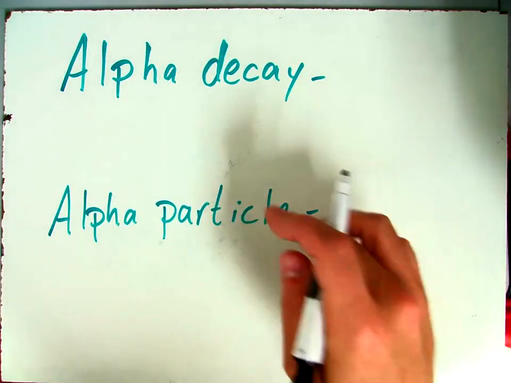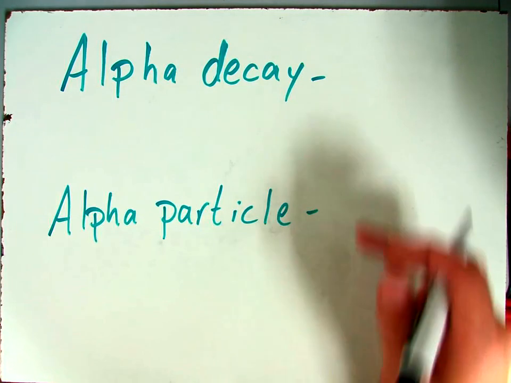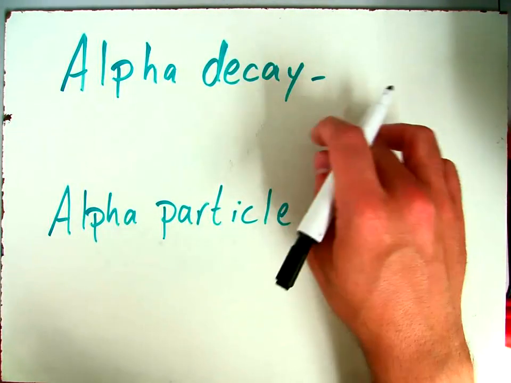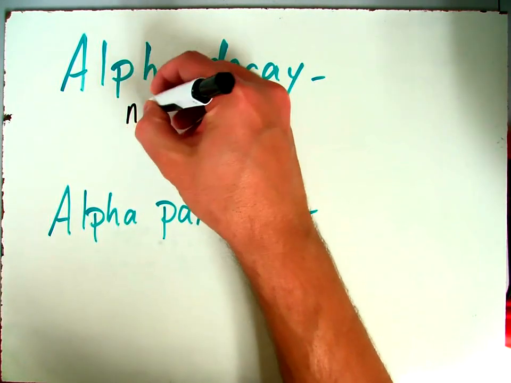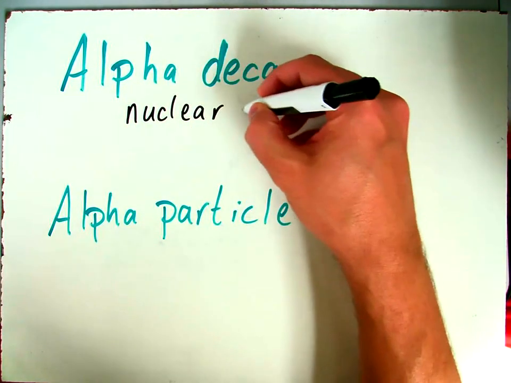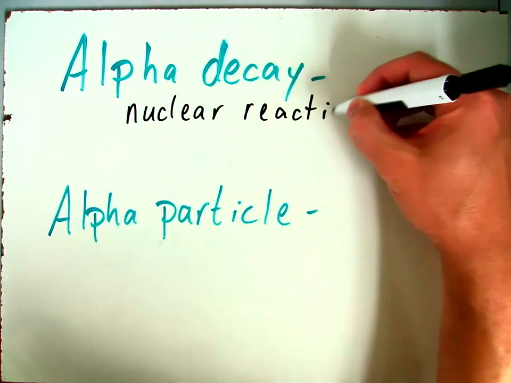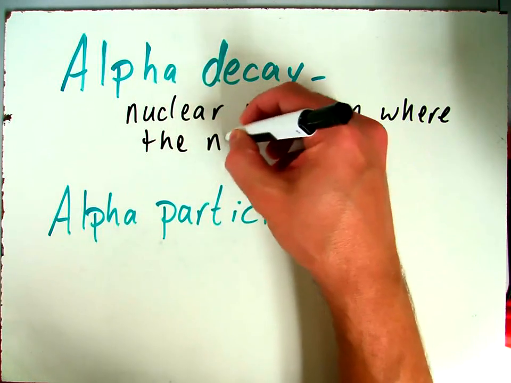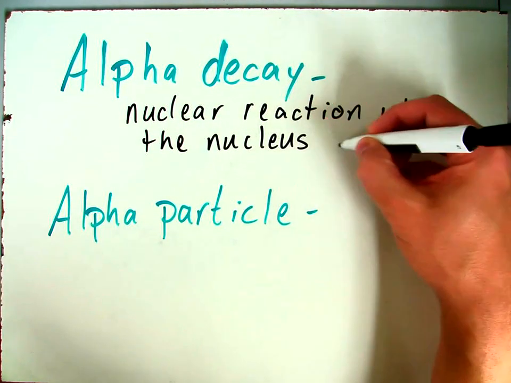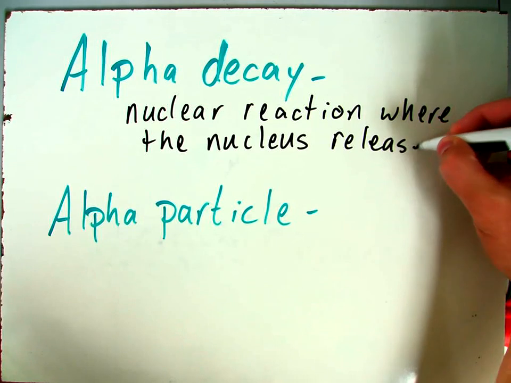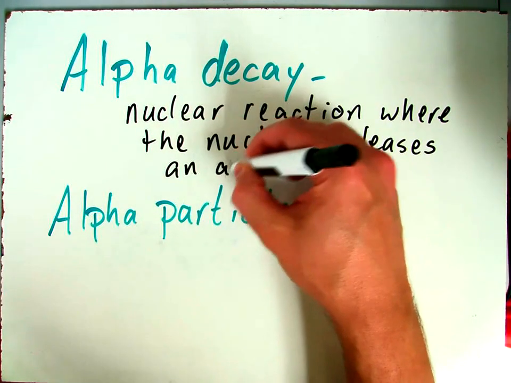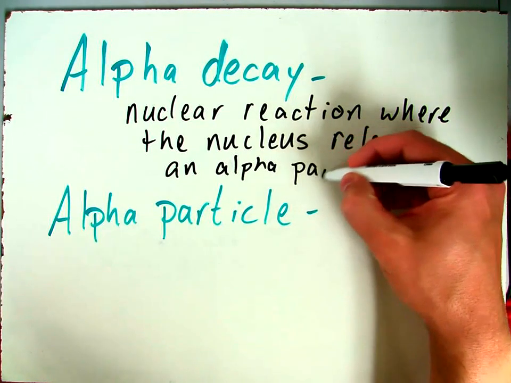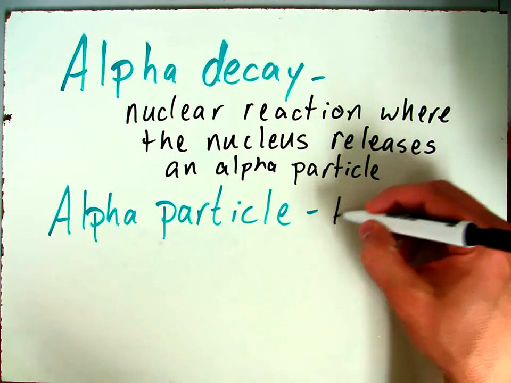Okay, in this video we're going to talk about alpha decay and how to solve for the products of an alpha decay. So first off, alpha decay is a nuclear reaction where the nucleus, so the center of the atom containing the neutrons and protons, releases an alpha particle. Now, alpha decay releases alpha particles. That makes sense. Alpha particles are helium nuclei.